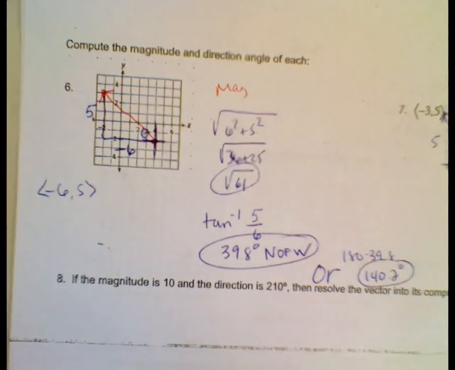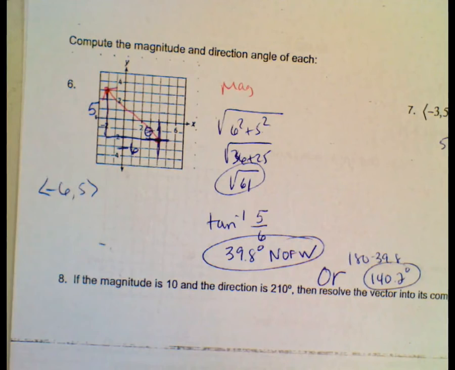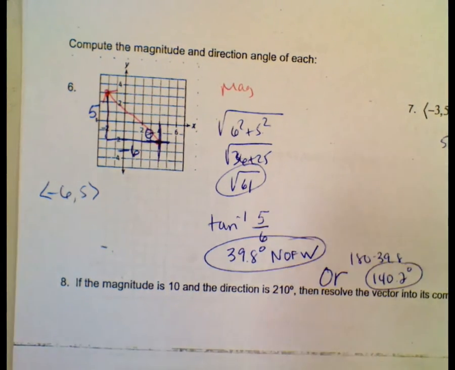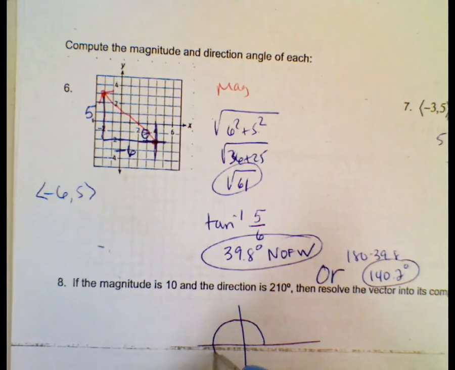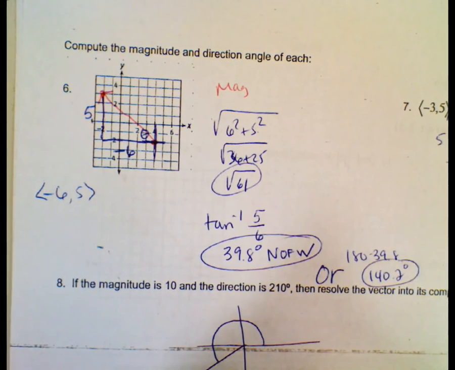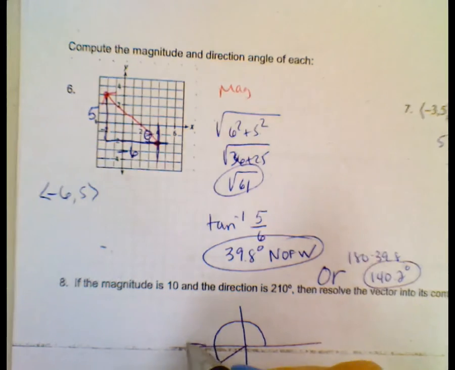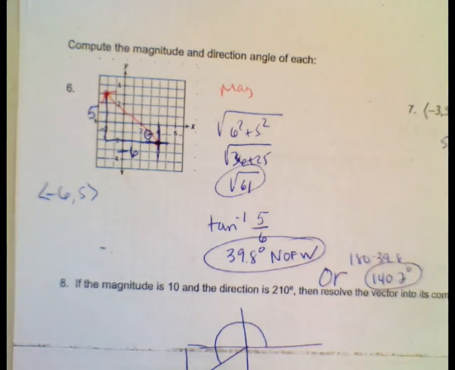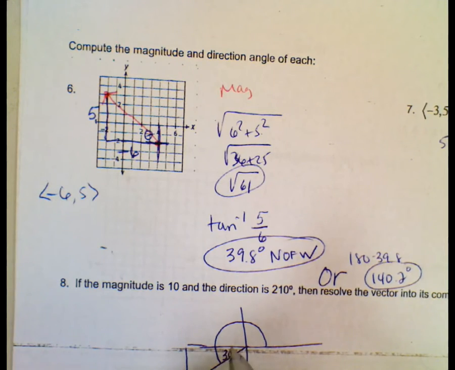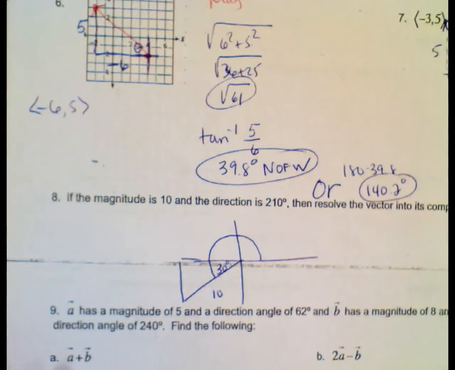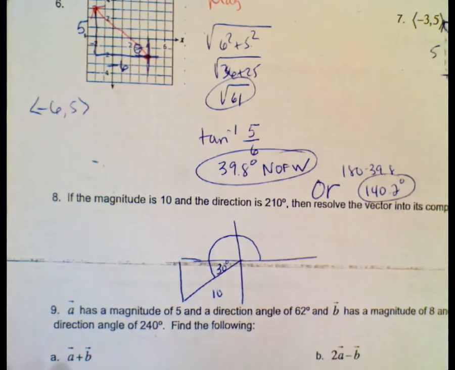If the magnitude is 10 and the direction is 210, then resolve the vector into its components. So magnitude 10, 210. Here's 180, 210 is about right here, and we're going to have a magnitude of 10. So what they want us to do is resolve this into its horizontal and vertical components. Now this is 210. Some of you might be thinking 30 here for the picture, but actually you can just use 210 in your calculations.